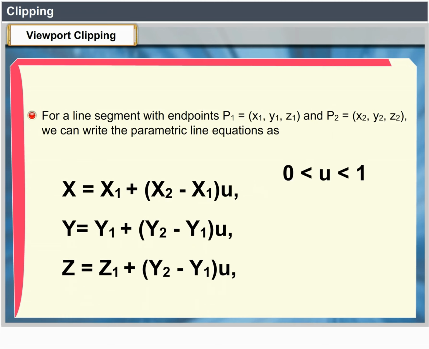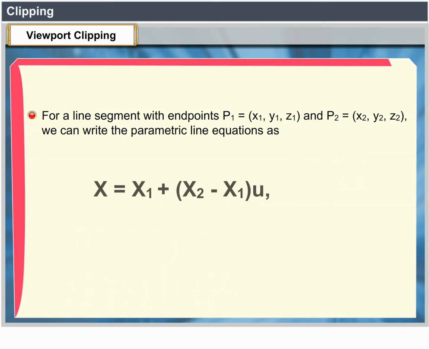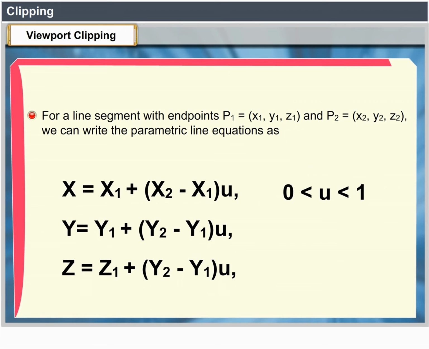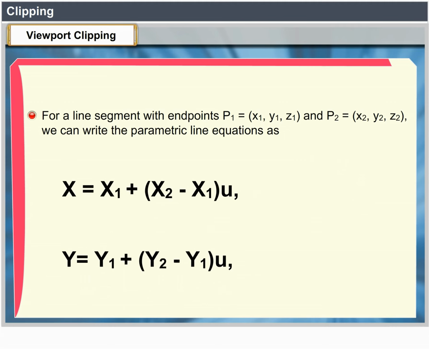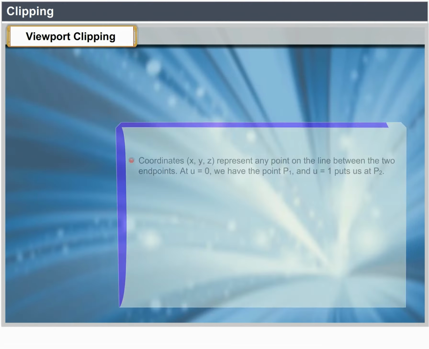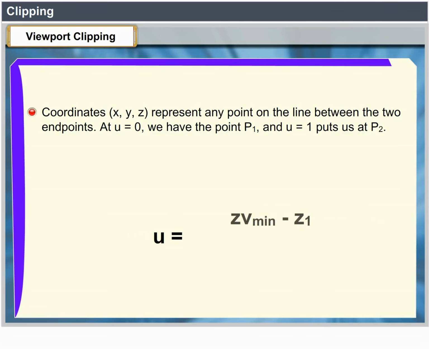the parametric line equations as x equals x1 plus (x2 minus x1) times u, where u lies between 0 and 1. y equals y1 plus (y2 minus y1) times u. z equals z1 plus (z2 minus z1) times u. Coordinates x, y and z represent any point on the line between the two endpoints. At u equals 0, we have the point P1, and u equals 1 puts us at P2.